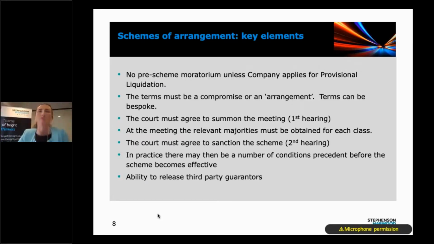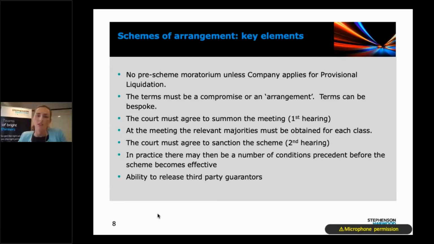So part of the evidence you would file is an analysis of a liquidation of the company, and say in a liquidation the creditors get 10 cents in a dollar, but under the scheme they're going to get 25 cents in a dollar. So objectively it seems to be quite fair and a good outcome for them if they get more than they would have in a liquidation scenario. You can also release third-party guarantors, so say directors or subsidiaries that have given guarantees. They don't have to be a party, but they can be released from their obligations.